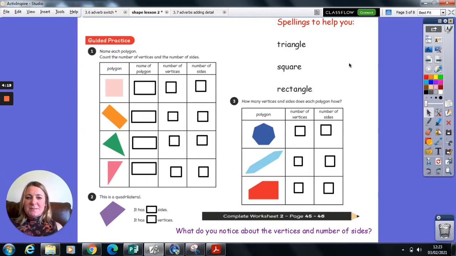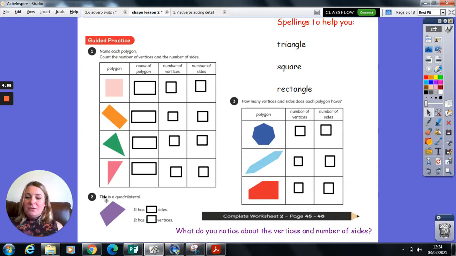So again, I've put some spellings up here to help you. In your guided practice today, you're going to name the polygon. Remember, do not be confused just because they have rotated and turned it round to a slightly different angle. Name the polygon, name the number of vertices, name the number of sides. Down here, it's introduced that term we looked at yesterday, quadrilateral. And we know that quad means 4. Think quad bike, 4 wheels, quadrilateral, 4 sides.